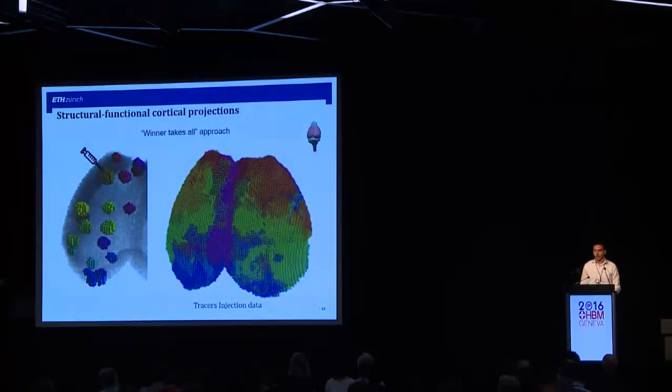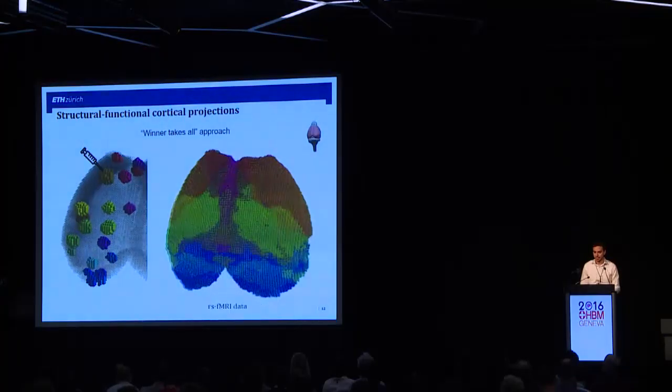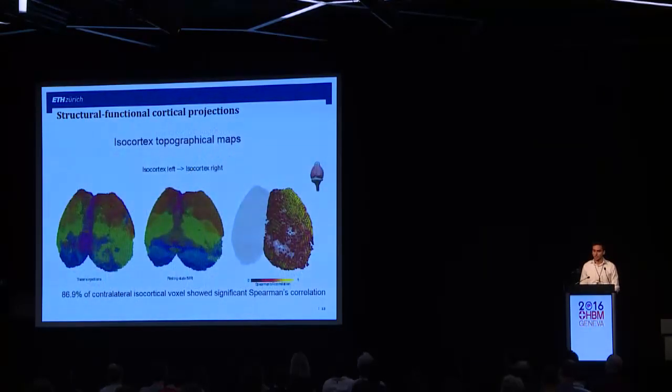By doing that, we could compute what are called topographical maps. These are based on the tracer injection data, so all the data is already available, but since we have everything in the very same space, we could also compute the same topographical map for the resting state fMRI data, obtaining quite strikingly similar maps. And we also performed a statistical analysis on each voxel, finding that almost 87% of the contralateral isocortical voxels showed a significant Spearman correlation, corrected by false discovery rate.